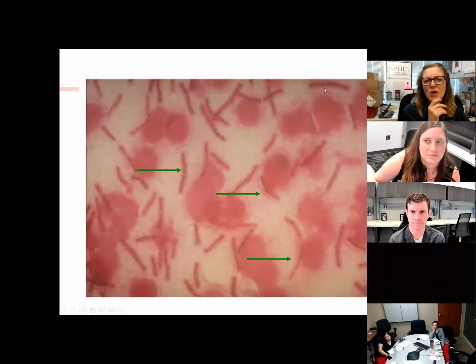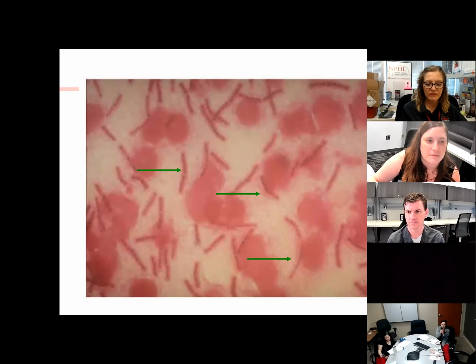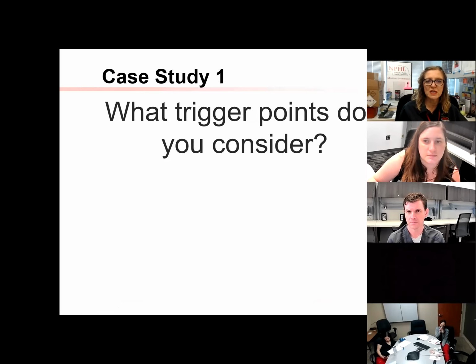And some might say, well, yeah, but I see little spores here. Well, is it the spore or is it the organism dividing? So you have to make that decision too, as to what's happening here in this gram stain. So again, early on with this organism, we have a couple of different trigger points to read.